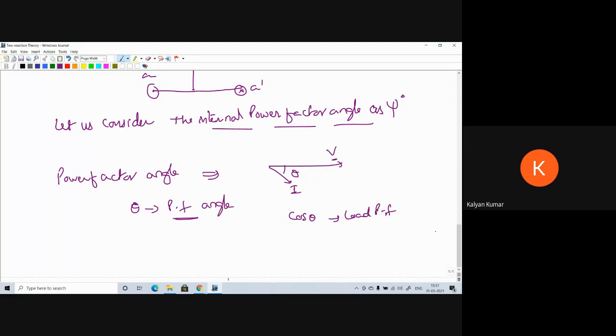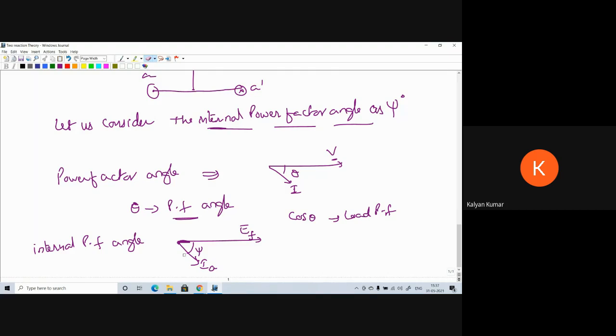Okay. Now we are considering here the internal power factor angle. Here the same relation between the voltage and current is taken, but here the armature current IA is considered with its displacement with respect to the induced EMF, EF or E naught. So this angle we are taking as psi.